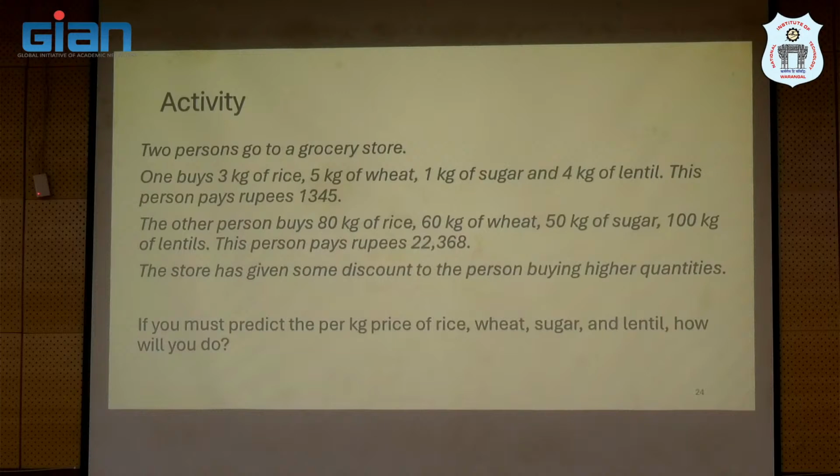So if you must predict the per kilogram price, how will you do it? That is my question to you. I'm not interested in the answer, but I'm interested in the method. So you have 10 minutes, or maybe we'll start with 5 minutes. If needed, we can extend.